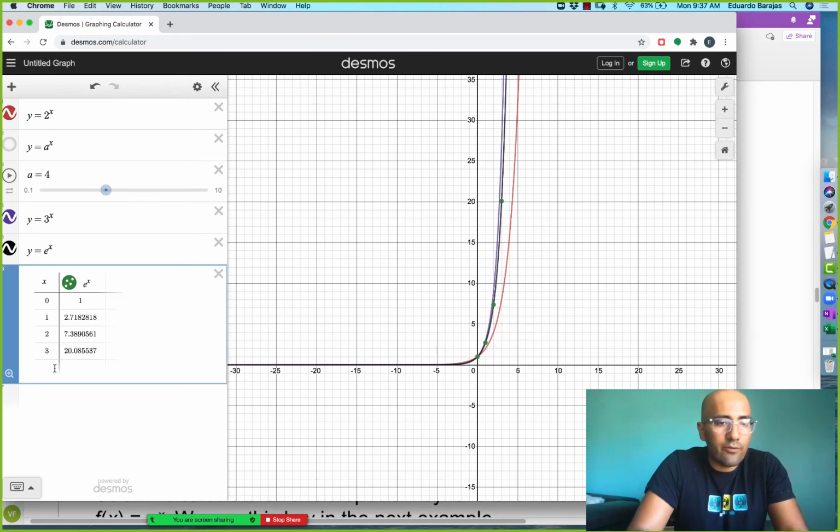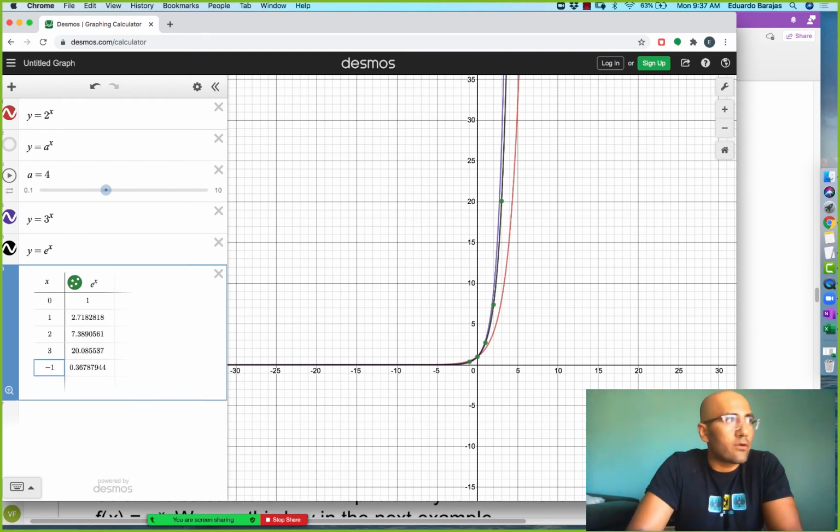And then, of course, if we let x equal -1, we'll get 1 over e, which gives approximately this value, 0.3678, which will be like that point right in there. Good. So slowly we get to see the shape of the graph of e to the x power. Any questions?